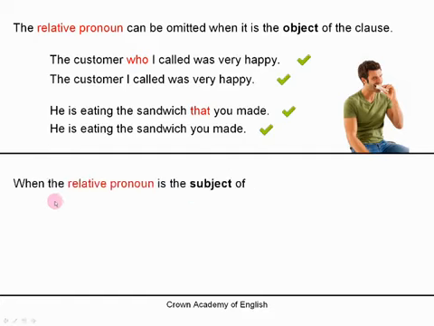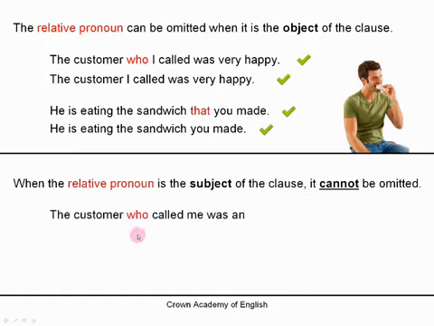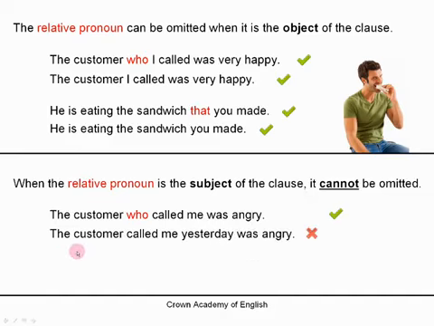But be careful. When the relative pronoun is the subject of the clause, it cannot be omitted. So it is compulsory. The relative pronoun is compulsory if it is the subject of the clause. Example, the customer who called me was angry. But we cannot say, the customer called me yesterday was angry. That would be wrong. We must keep the relative pronoun when it is the subject.